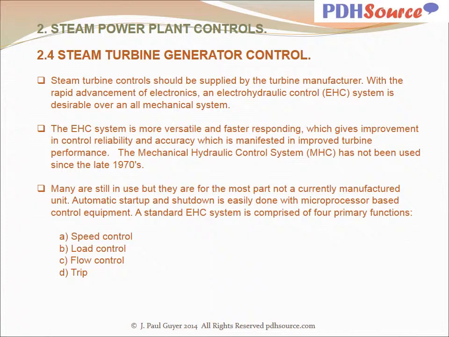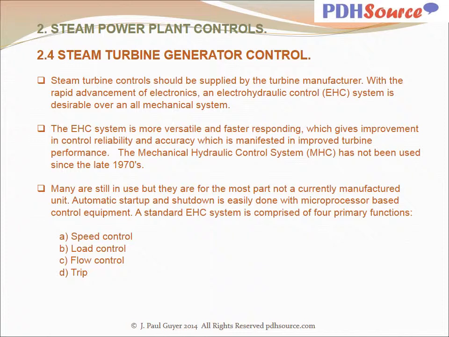With regard to steam turbine generator control, steam turbine control should be supplied by the turbine manufacturer. With the rapid advancement of electronics and electro-hydraulic control, EHC system is desirable over an all-mechanical system. The EHC system is more versatile and faster responding, which gives improvement in control reliability and accuracy, which is manifested in improved turbine performance. The mechanical hydraulic control system, MHC, has not been used since the late 1970s. Many are still in use, but they are, for the most part, not currently manufactured.